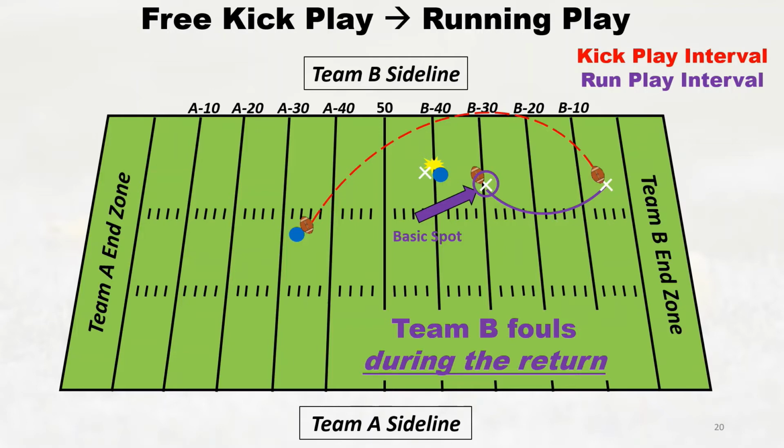So understand that when we read our rules questions and we see fouls during the return, we need to start thinking, okay, this is in our run play hopper. This goes into the run play segment of the down, and now we need to compare our basic spot, our reference point, to the spot of the flag, and then we go from there.